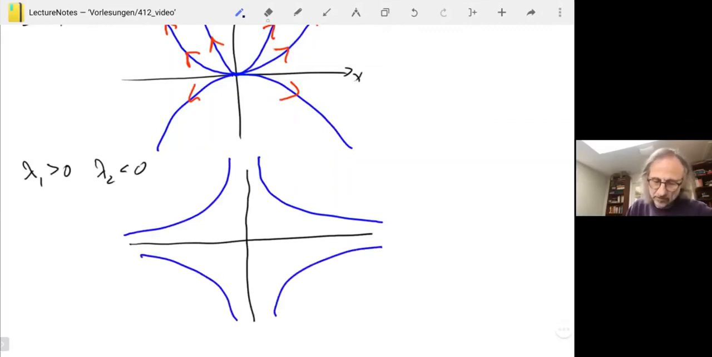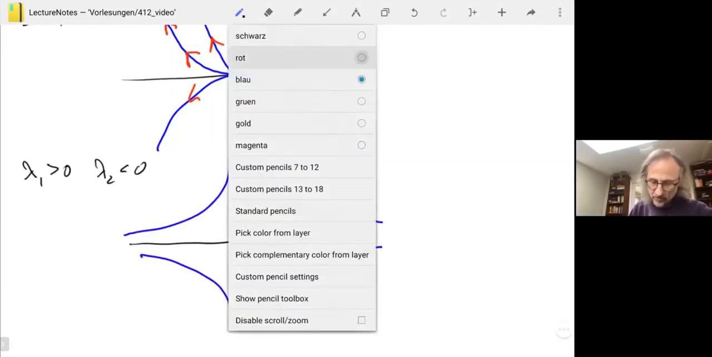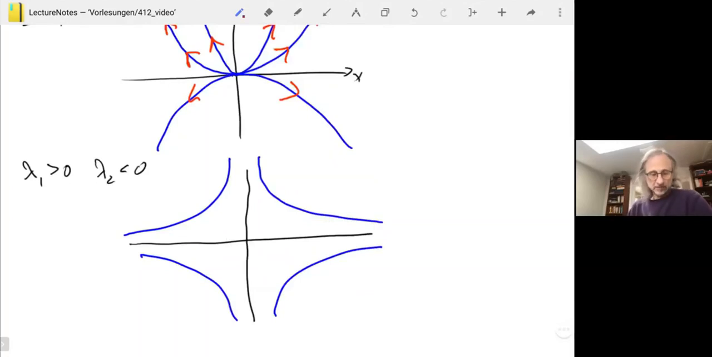And again, if I want to put arrows on there to show which way the flow goes, lambda 1 is positive, so the x increases, lambda 2 is negative, y decreases indeed, right? So these would be the flows.